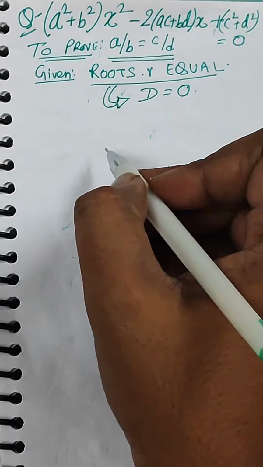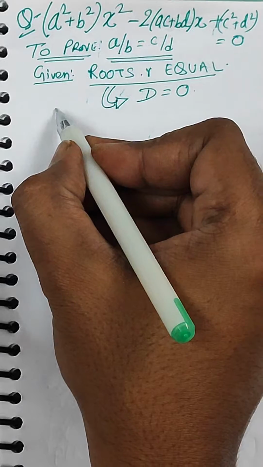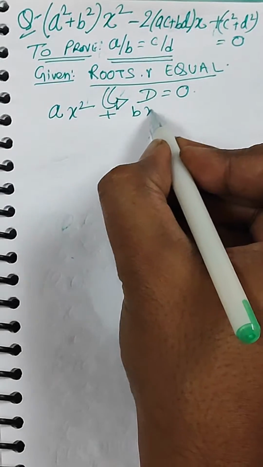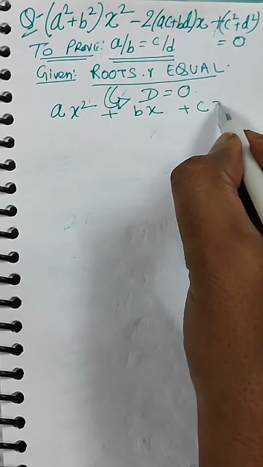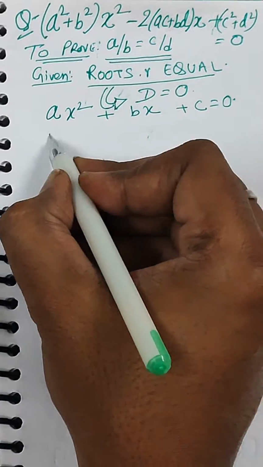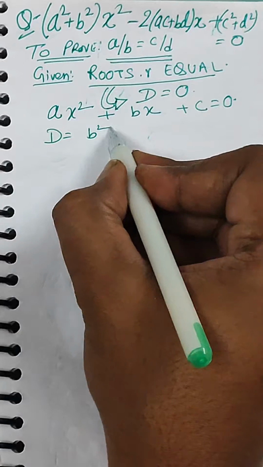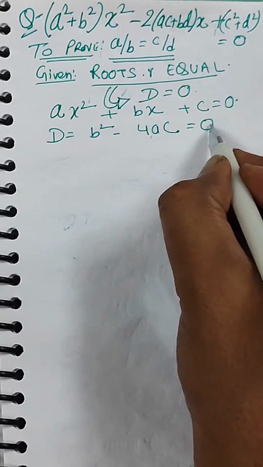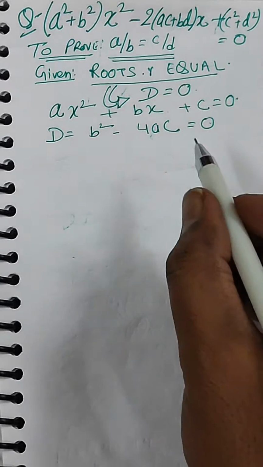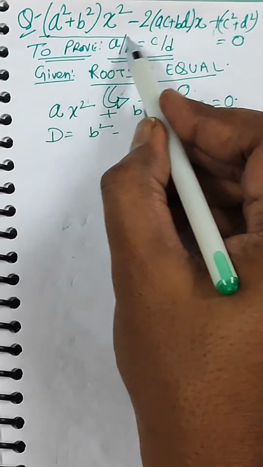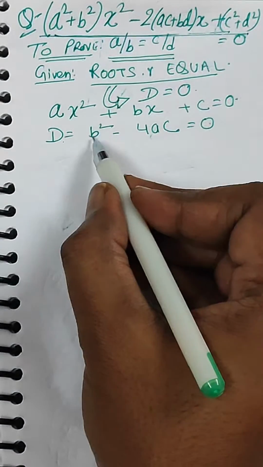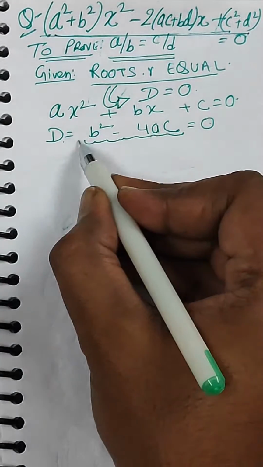And what is the formula of D? If the quadratic equation is in the form of ax square plus bx plus c is equal to 0, then D is nothing but b square minus 4ac, and this can be equated to 0. So for the above question, this is the quadratic equation given to you. So just set it in the given discriminant formula b square minus 4ac.